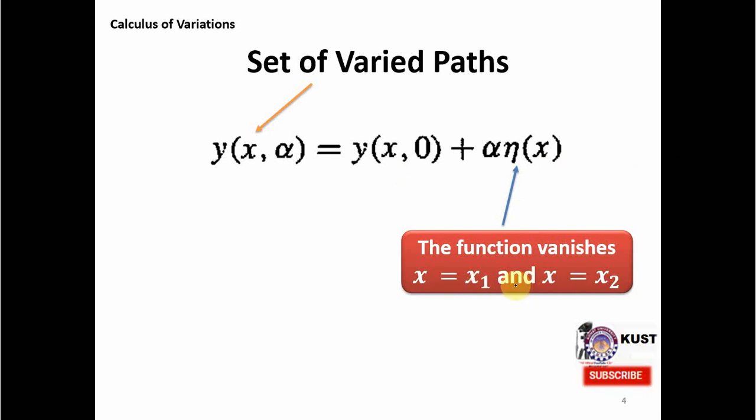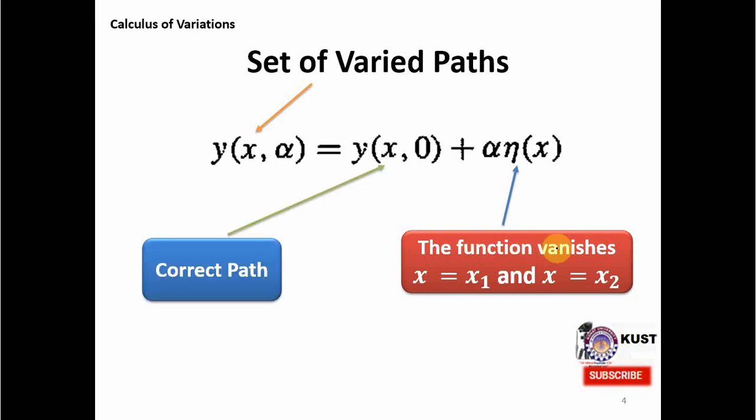As we have demonstrated in the last slide, at the end points all the paths will pass through x1 and x2, and at those points this function must vanish because there will be no variation. So all the paths are equal, they are not varying, but in between there will be variations, and the actual path, or the correct path, will be this one, for which alpha is equal to 0.